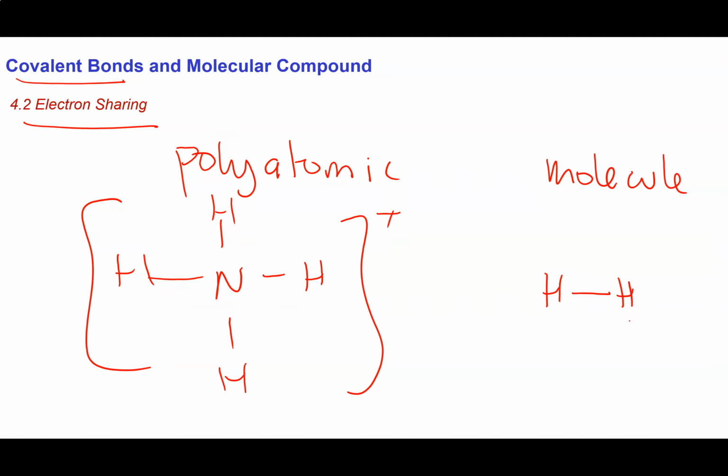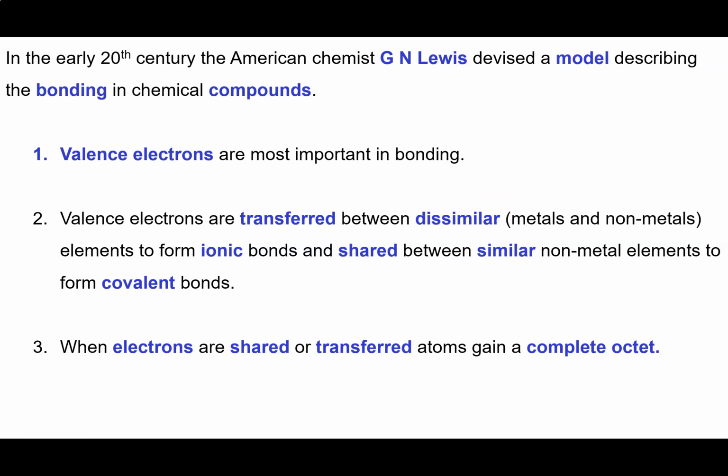When the atoms share electrons to form a covalent bond, they're going to continue to share electrons until each atom in our molecule or polyatomic ion has a complete octet. Once an atom obtains a complete octet, it has a stable noble gas electron configuration and doesn't want to change its number of electrons any further, and it will become unreactive and the molecule will be stable.